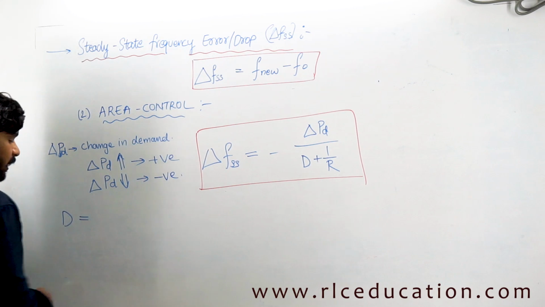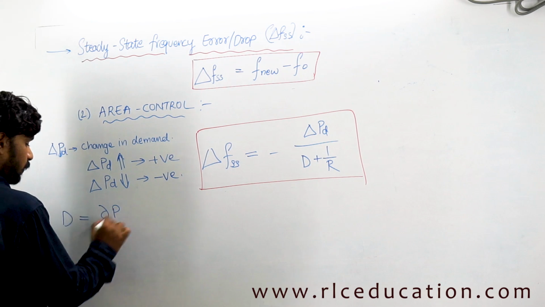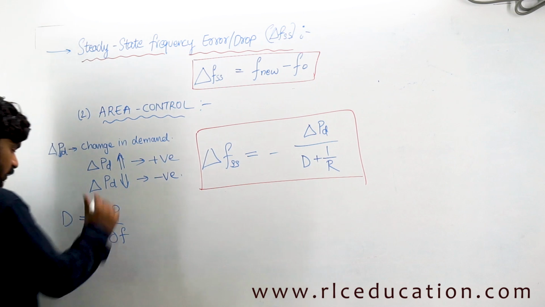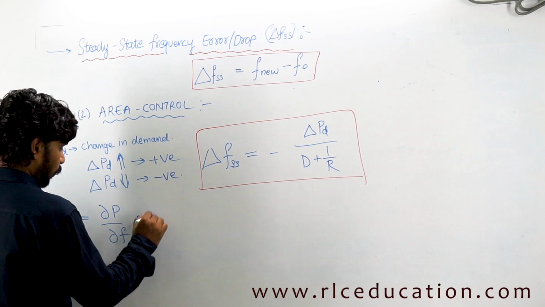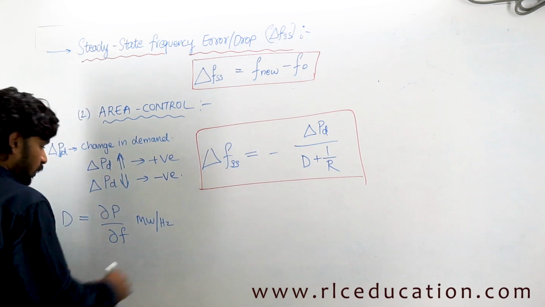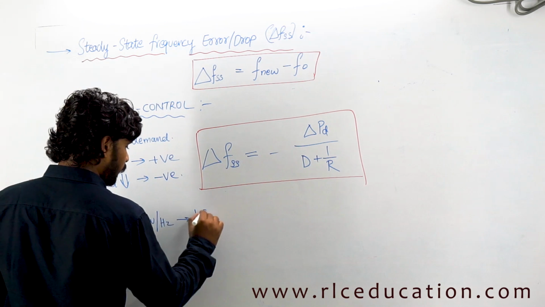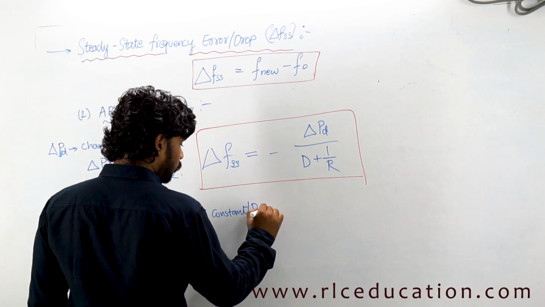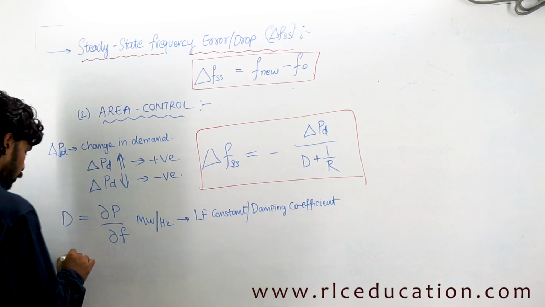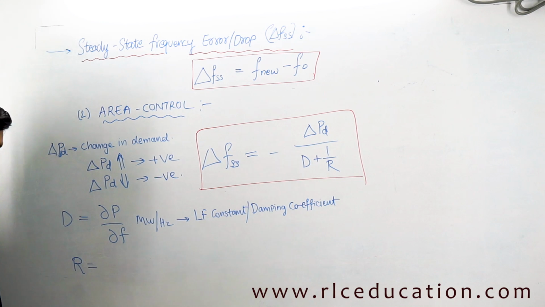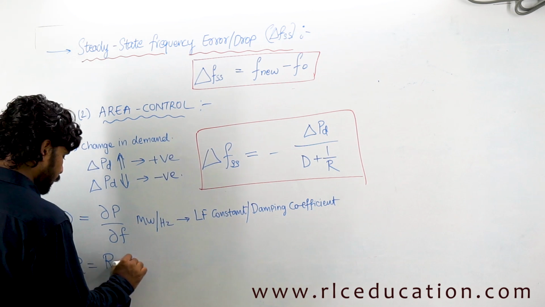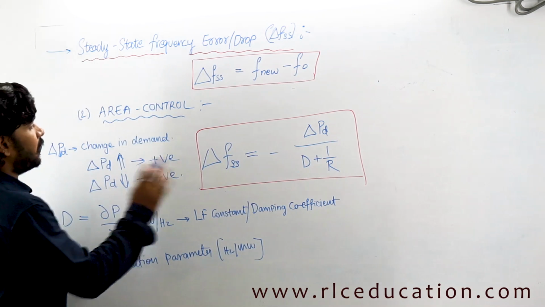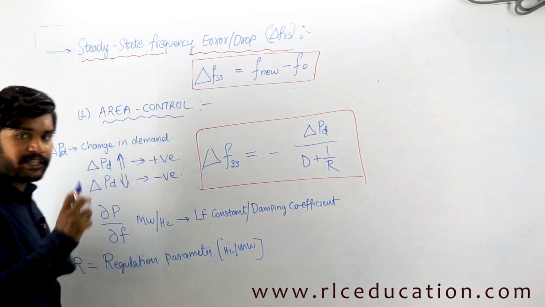So D is nothing but it is defined as change in power by change in frequency, so dou P by dou F. The unit for this is megawatt per hertz. This is also called the load frequency constant, or it is also called the damping coefficient. And you know what R means? R is nothing but the regulation parameter, which is given in hertz per megawatt. So those are the steady state frequency error related formulas.